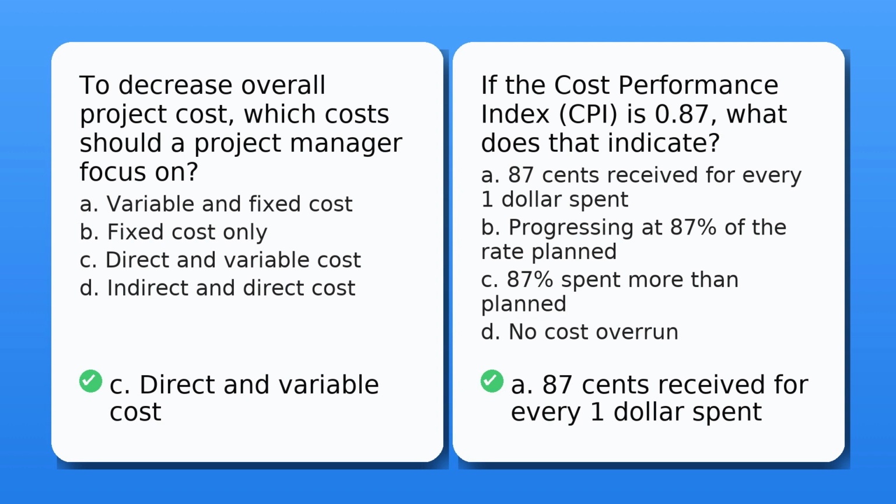Direct cost includes items like labor, raw material, subcontractor payments, expenses tied directly to project deliverables. Variable costs change depending on how much work you do. For instance, electricity usage, transportation, or temporary manpower. Here's a simple rule: if you can control it, you can reduce it.